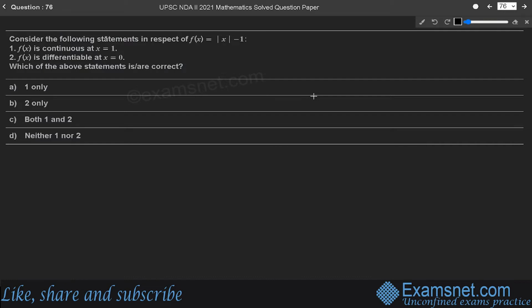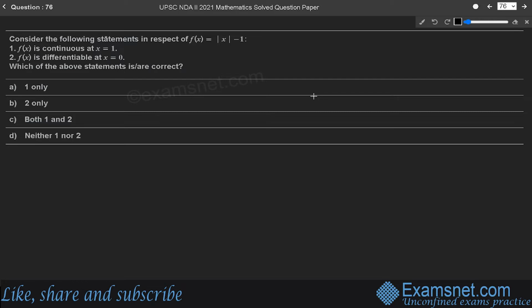Next question is, consider the following statements in respect of f of x is equal to mod of x minus 1. Statements are, f of x is continuous at x is equal to 1. F of x is differentiable at x is equal to 0. Which one of the following is correct?